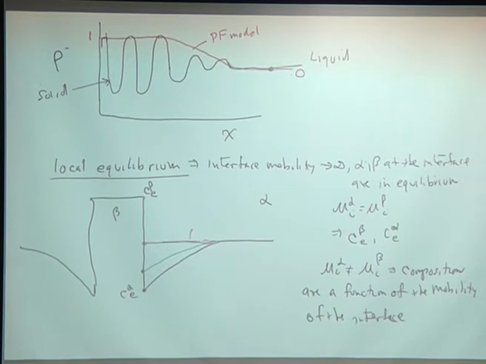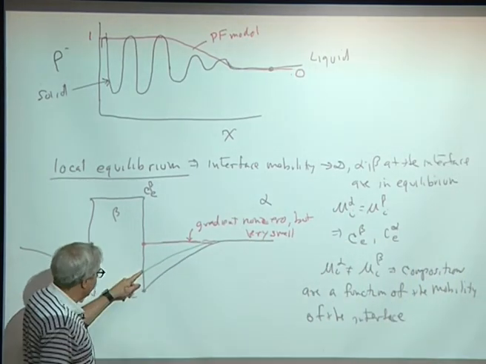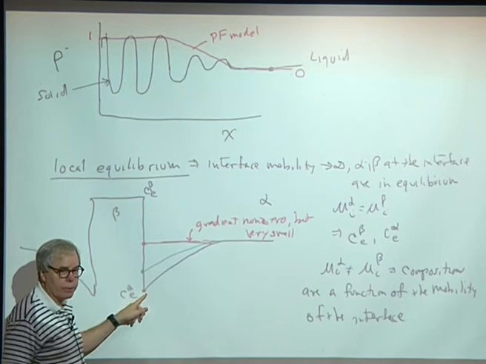There is a gradient. It's non-zero, but very small. In fact, if the mobility is zero, the interface doesn't move, and you just have a compositionally uniform alpha phase. If you allow a little mobility, what will happen is that the atoms will diffuse down, but this composition will not be given by the equilibrium composition.